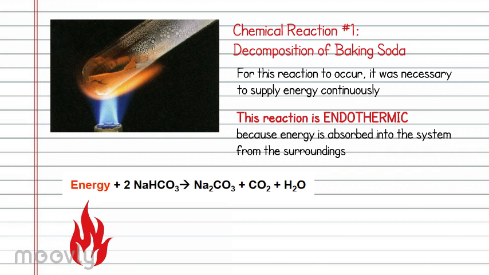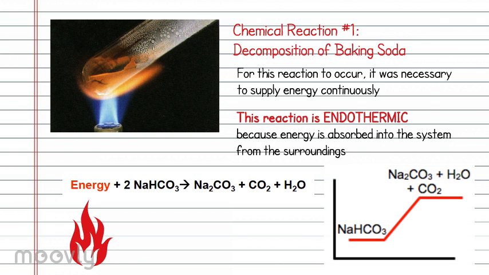We can also take a look at the energy changes throughout this reaction. Because energy was supplied, that tells us that the initial reactants are low in energy. They have low chemical energy. And because energy is conserved in a chemical reaction, that energy is now stored in the products, and the energy content of the products is now much higher.